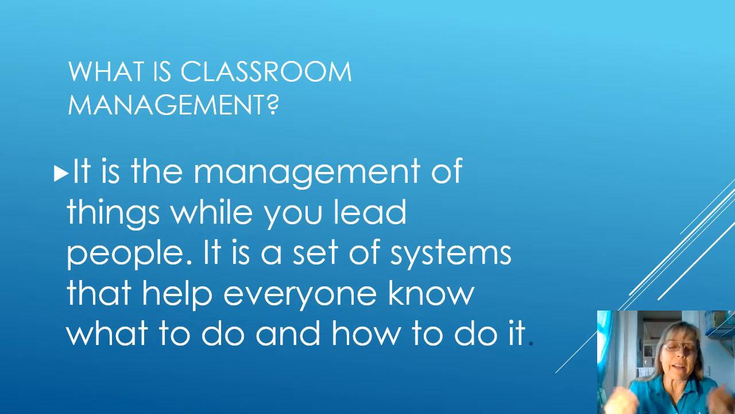So, what is classroom management? Well, it's the management of things while you lead people. It is a set of systems that help everyone know what to do and how to do it.